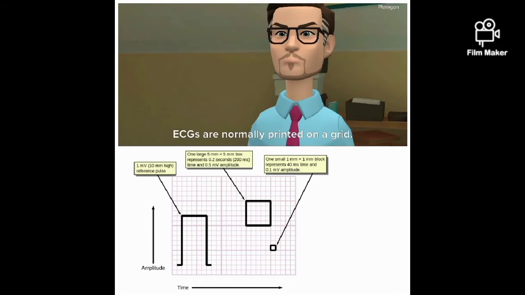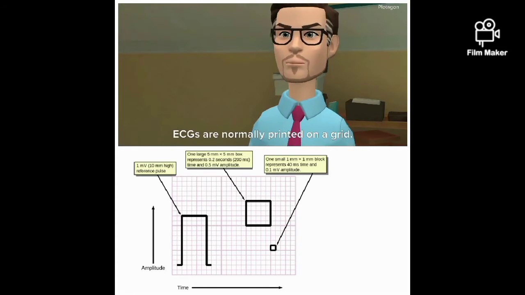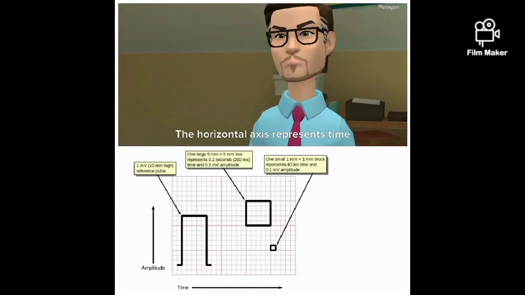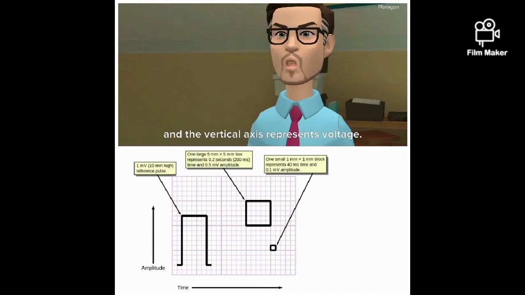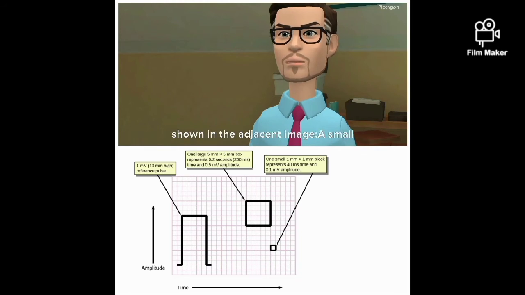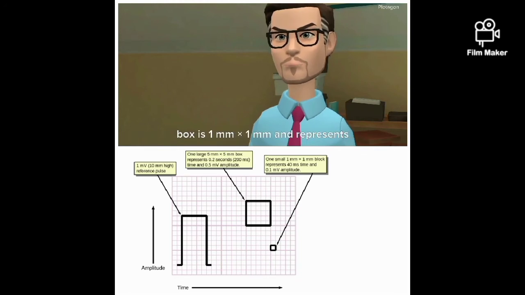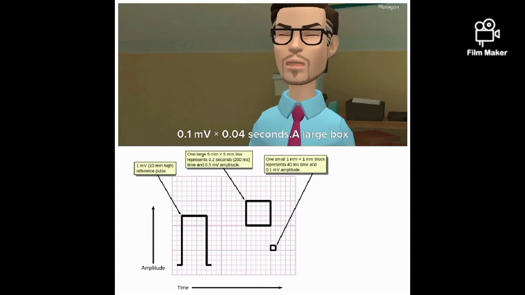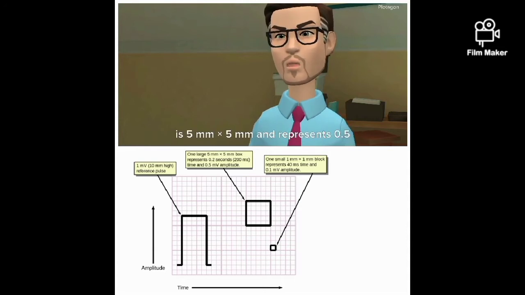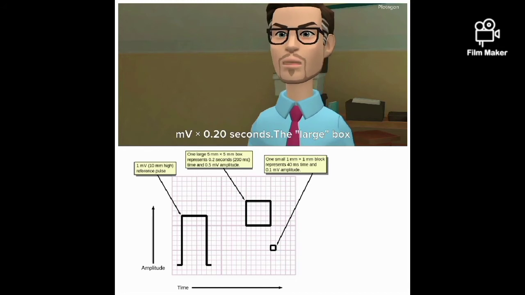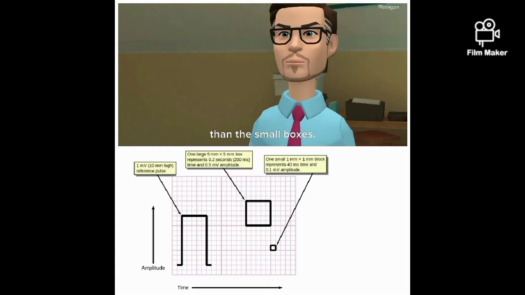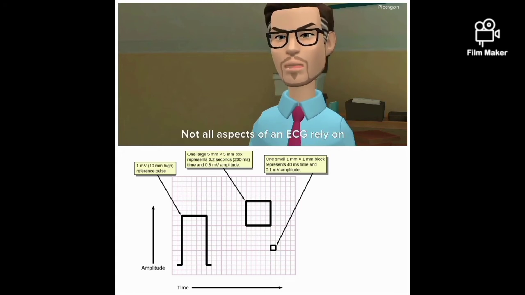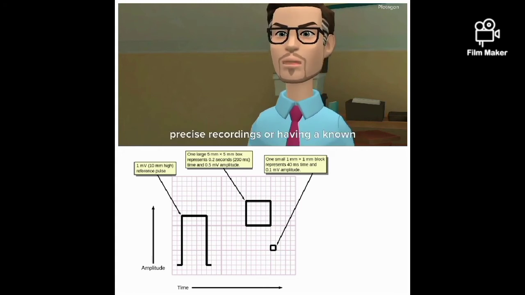Background grid. ECGs are normally printed on a grid. The horizontal axis represents time and the vertical axis represents voltage. The standard values on this grid are shown in the adjacent image. A small box is 1 mm times 1 mm and represents 0.1 millivolts times 0.04 seconds. A large box is 5 mm times 5 mm and represents 0.5 millivolts times 0.20 seconds. The large box is represented by a heavier line weight than the small boxes.